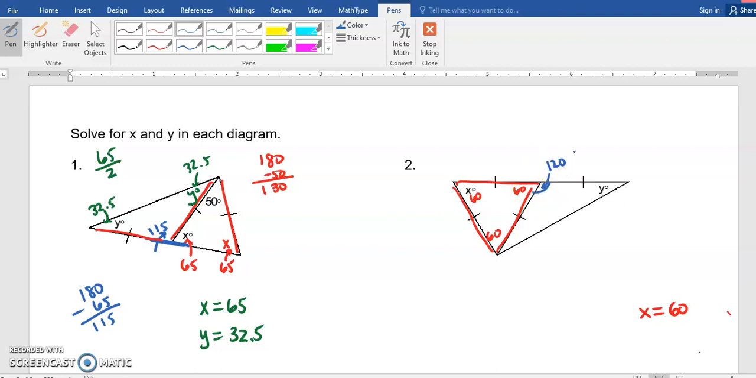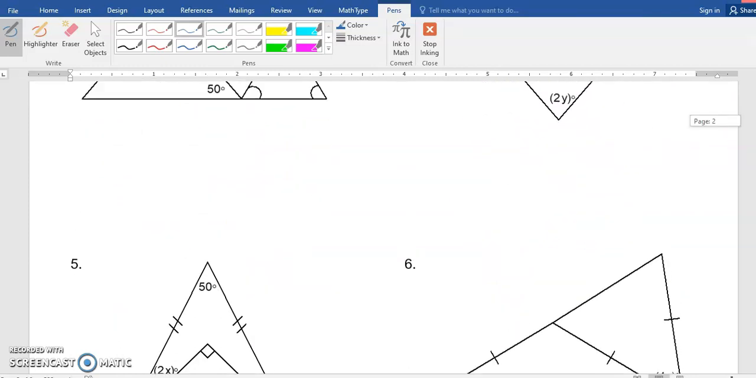We can also use our exterior angle theorem. That means those two y's have to add up to 60. That's what's left to split evenly, and y is 30. So these would each be 30. We're just using that isosceles triangle property.